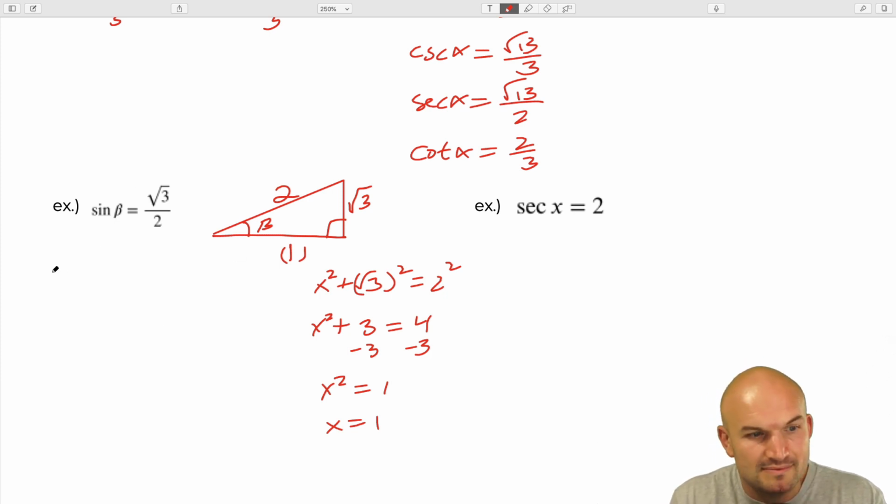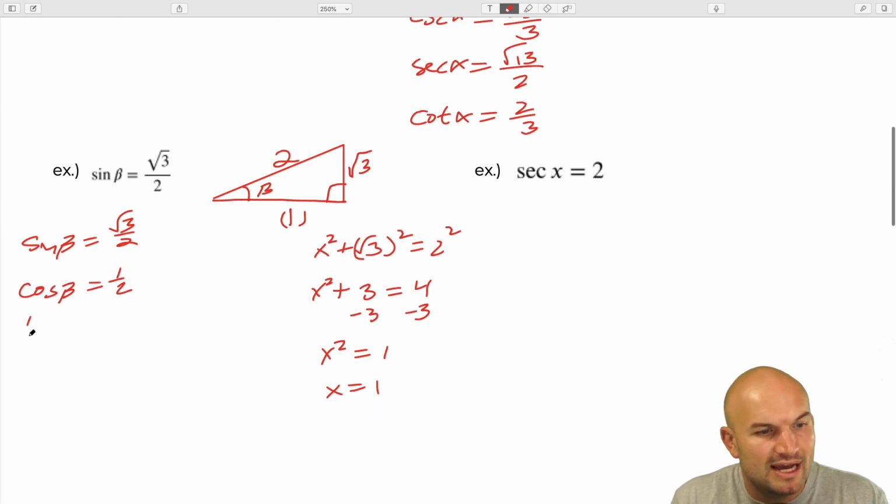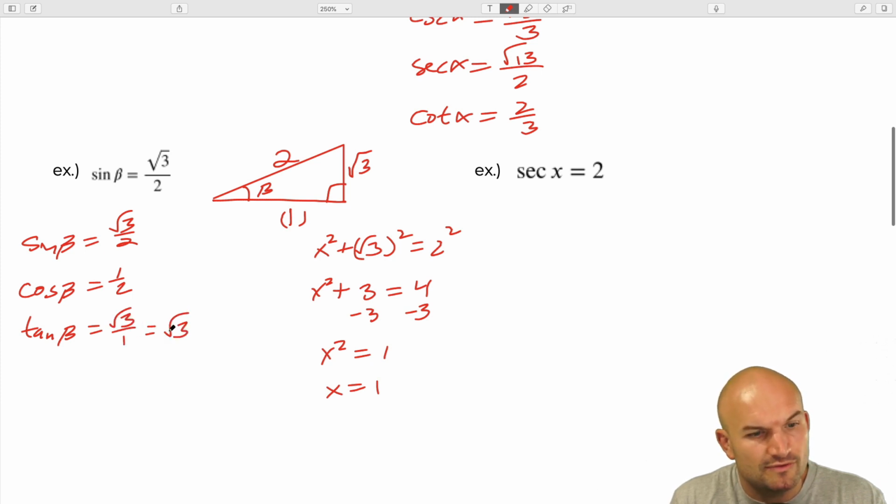So we have sine of beta. So let's just rewrite that. Sine of beta equals the square root of 3 over 2. Then we have the cosine of beta. That's going to be the adjacent over hypotenuse. So that's 1/2. We have the tangent of beta, which is going to be opposite over adjacent. So that's going to be square root of 3 over 1, which is just the square root of 3.